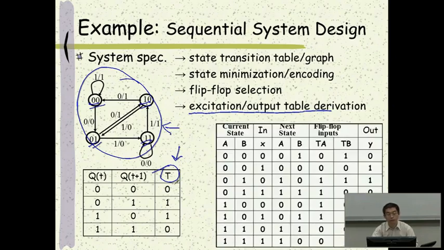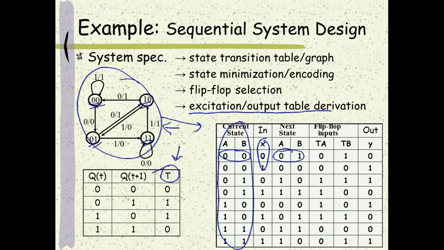So what we do is we start from the current state, and with different input values, either 0 or 1. And then from this state transition graph, we can figure out what is the next state. So for example, start from 0, 0. If input is 0, I move on to state 0, 1. So that is why I put 0, 1 here.